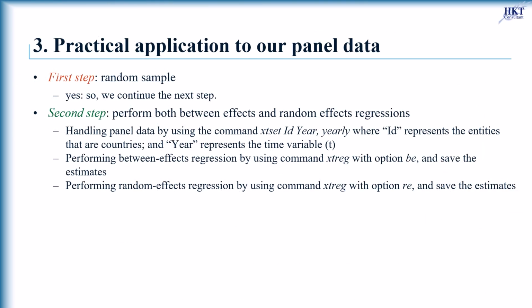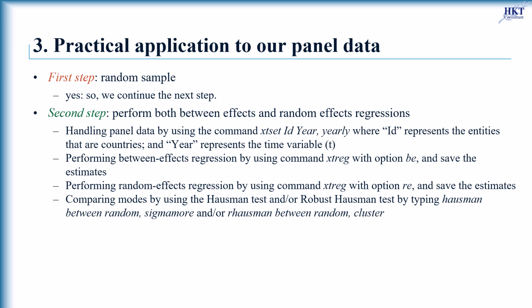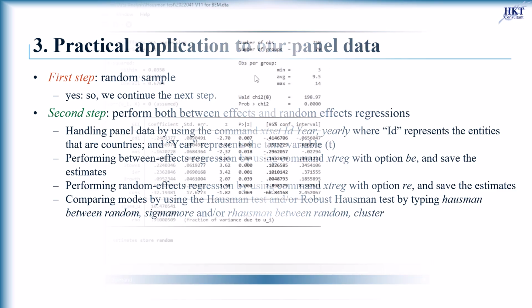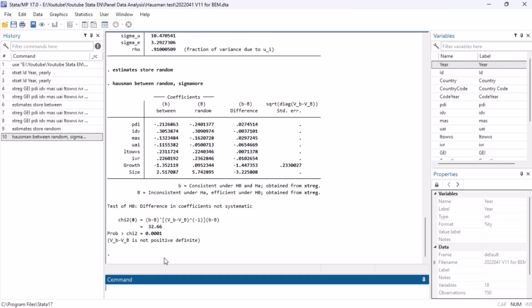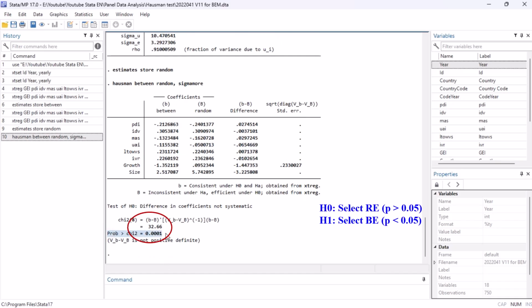For comparing between and random effects models, we now perform the Hausman test by typing hausman between random with the sigmamore option, which specifies that both covariance matrices are based on the same estimated disturbance variance from the efficient estimator. Type the command here and enter. The Hausman test yields a chi-square statistic of 32.66, with a p-value of 0.0001. Therefore, the between effects model is preferred for this analysis.